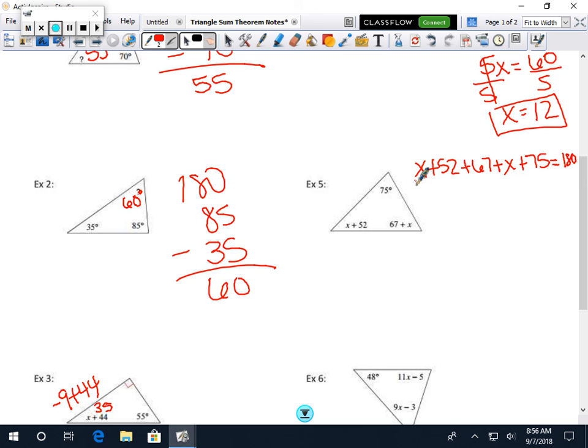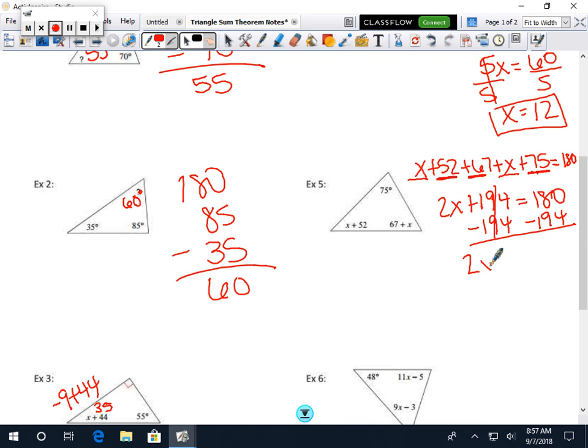I combine the like terms that I have. x plus x gives me 2x. Positive 52 plus 67 plus 75, when I add all of those up, I get a positive 194. So 2x plus 194 equals 180. Subtract 194 from both sides. I get 2x is equal to 180 minus 194, which gives me negative 14. Divide by 2, and x is equal to negative 7.